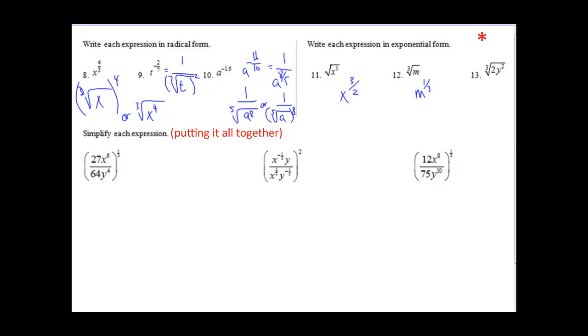Be careful with the last one. You have both 2 and y squared, so use parentheses. Both of those are technically raised to the first, but it's a third root. So we get 2y squared raised to the 1/3.